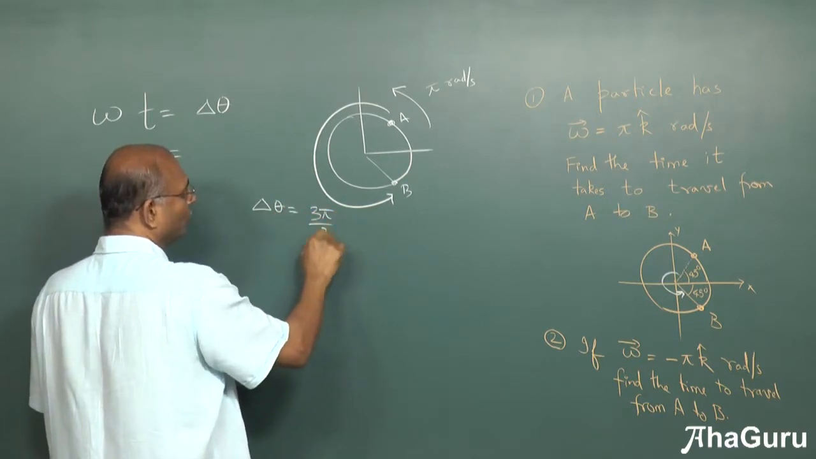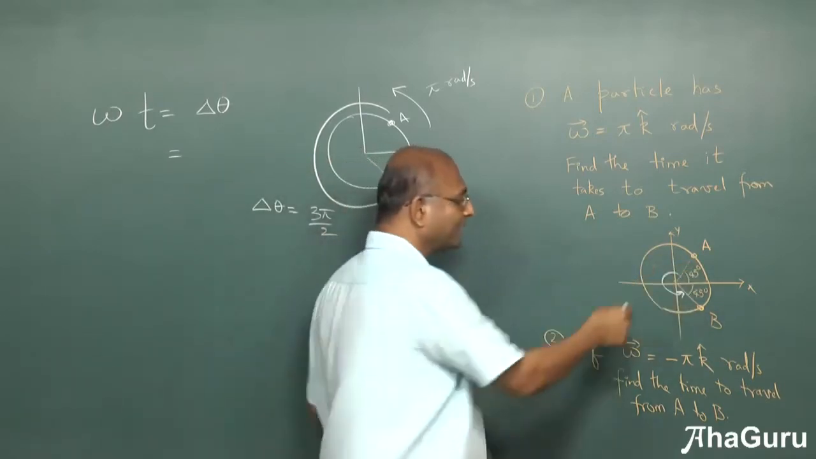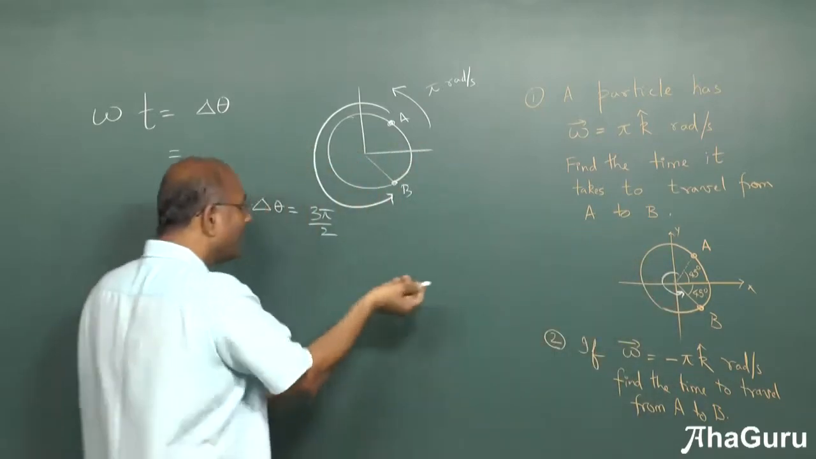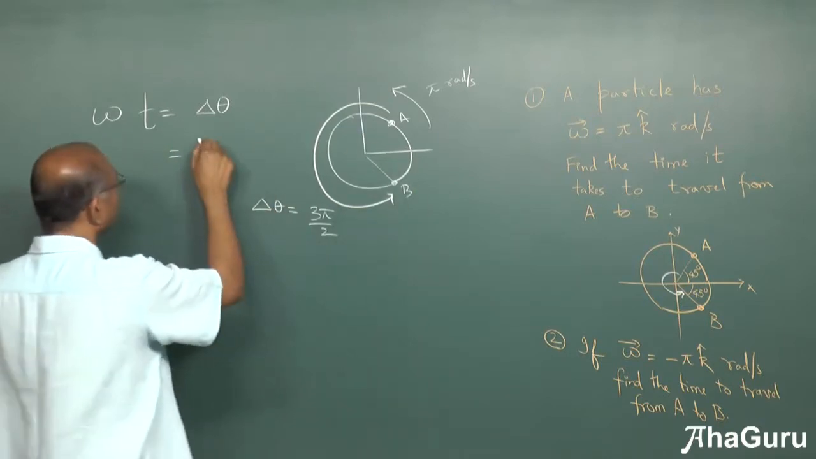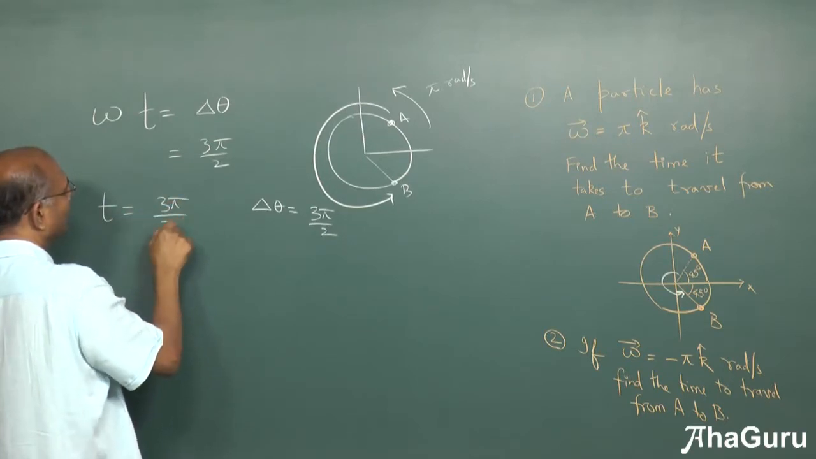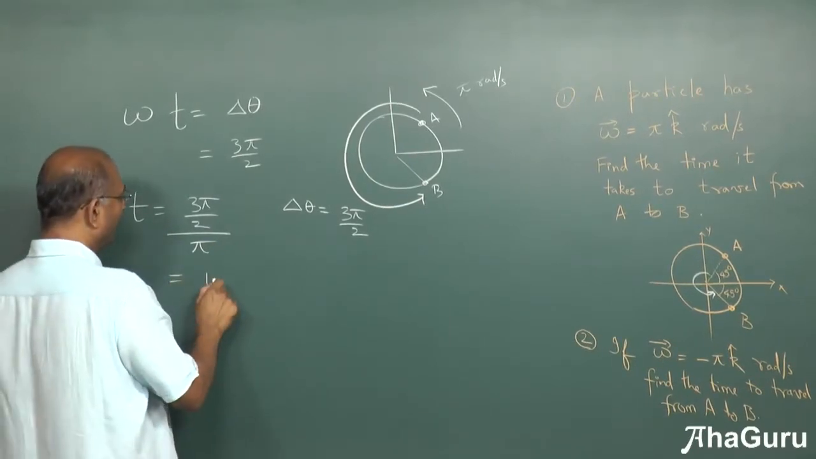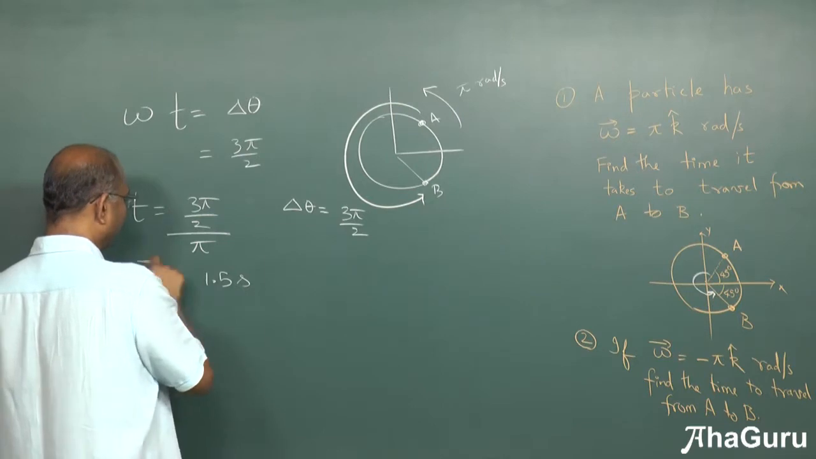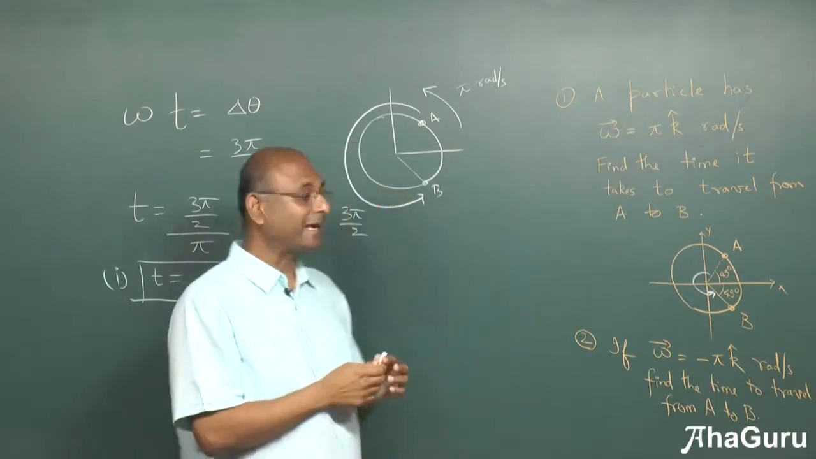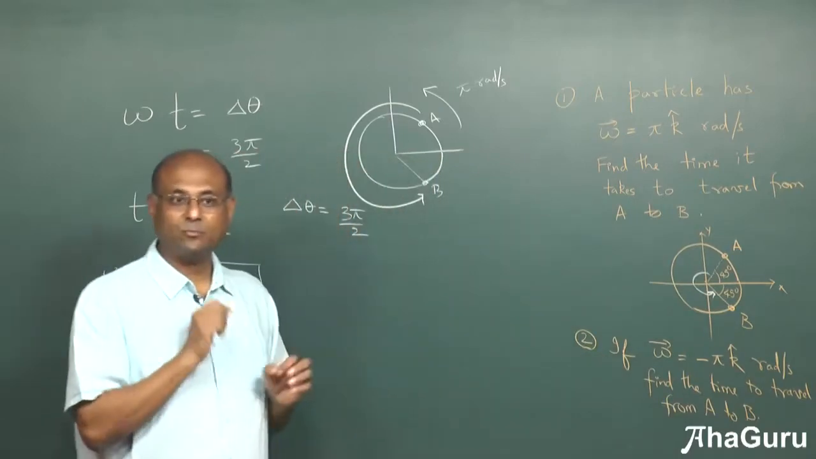3 pi by 2. Why 3 pi by 2? Because this is 90 degrees, 4 90s make a 360. So this must be 3 90s, right? So 3 90s is 3 times pi by 2. So 3 pi by 2. And plus direction, because it's in this direction. And so t is 3 pi by 2 divided by pi. And therefore the time is 1.5 seconds. So this is the answer to the first part. If omega was pi k cap, that is it was going this way, it would have taken 1.5 seconds to go from A to B.